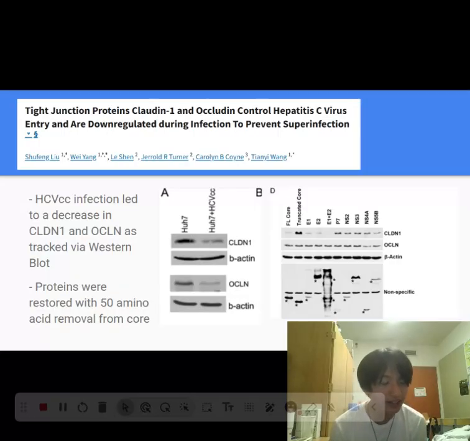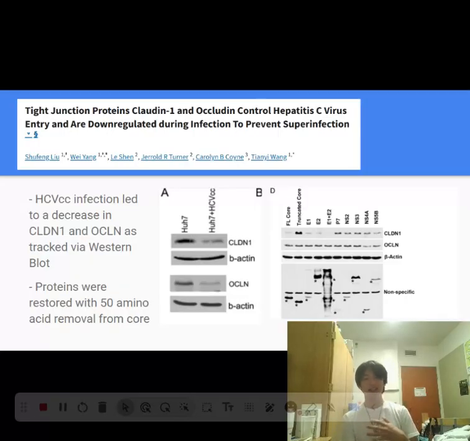And then on the right, they wanted to pinpoint which protein was causing this decrease in expression. On the left, you have the FL core, which is all the main components, like the E1, E2 dimer, as well as, I forget exactly what it was, I think it was just the core protein. With all of that together, you see the decrease in claudin.